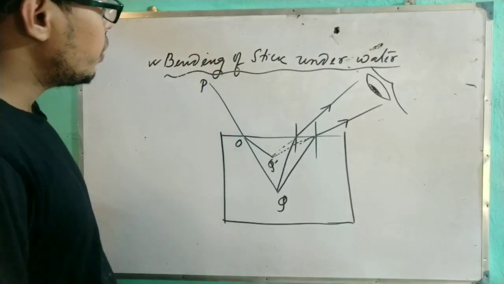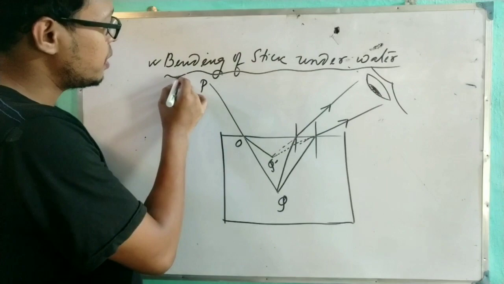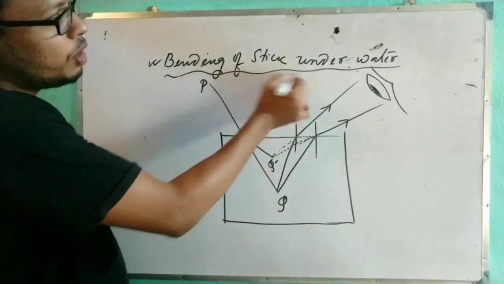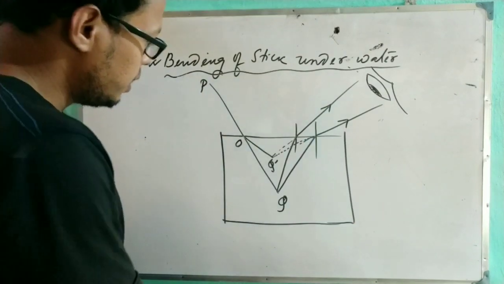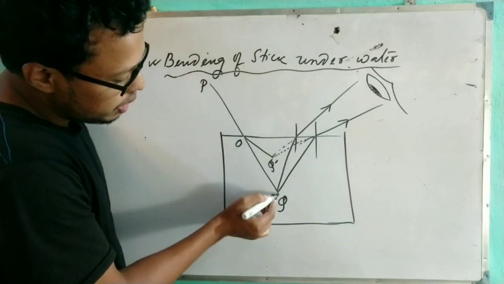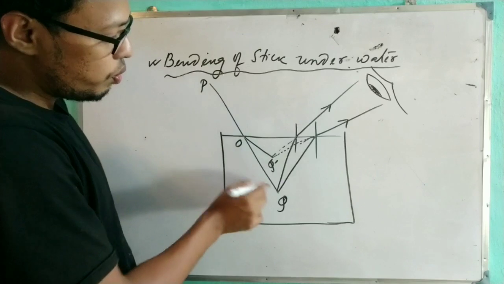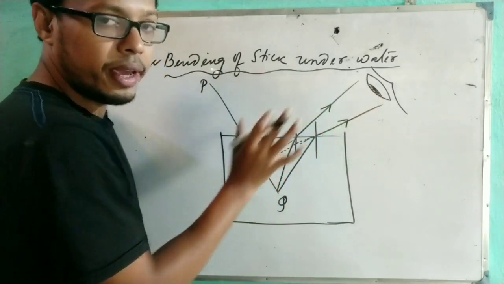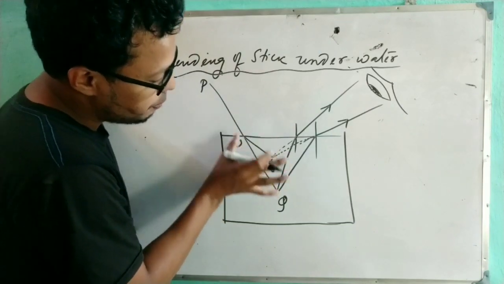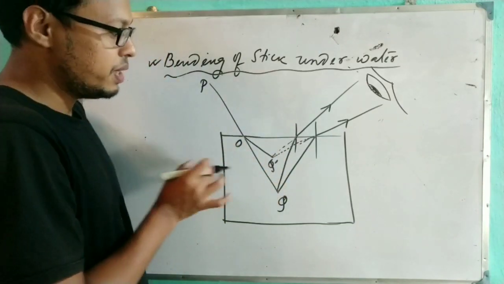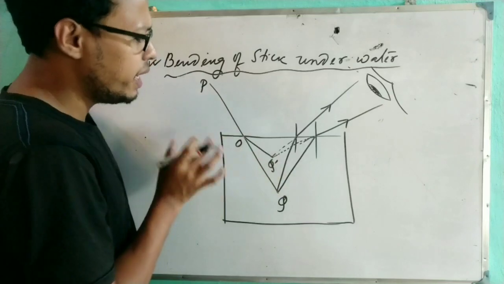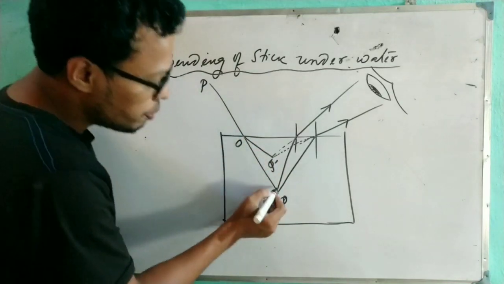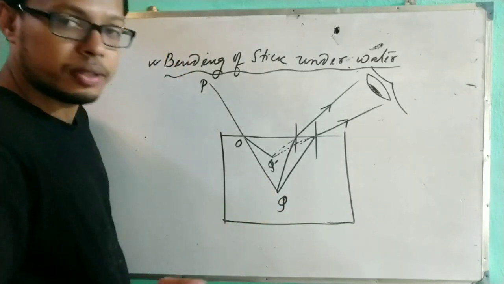Now one important application I will explain that sometimes comes in the board: the bending of a stick under the water. See, when a stick is placed under the water and viewed from air, it appears to be shortened. Means there is a bending. It seems there is a bending, but actually it is not. Why, that I am explaining. See, suppose this is the other end. Okay.